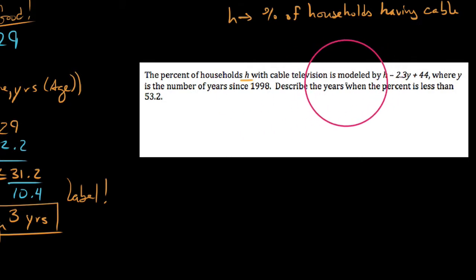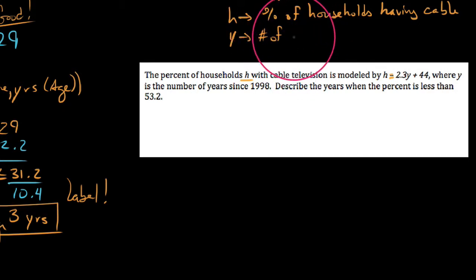And as a matter of fact, I think, let's see, it says describe the years when the percent is less than 53.2. So I think I might have had a typo here, but I mean to write H is equal to 2.3Y plus 44. Okay, but Y is the number of years since 1998. So we're going to write this up here. We say Y is the number of, always important to write number on variables, or percent, but we say number of years, okay, since 1998.